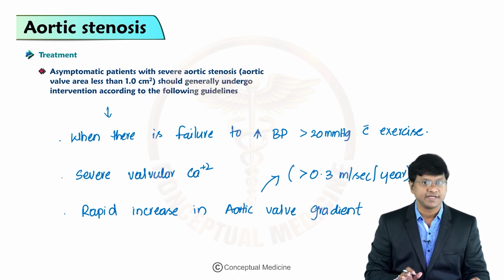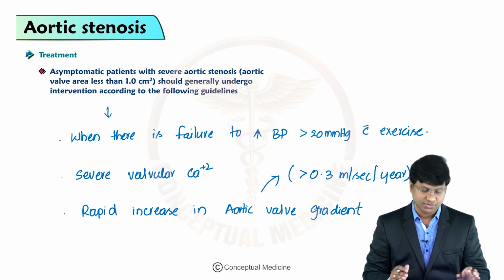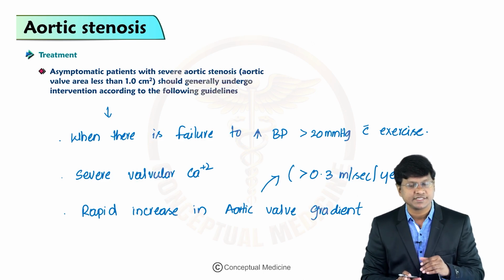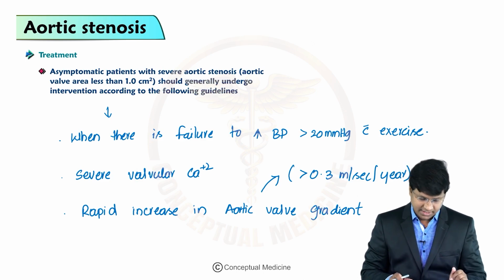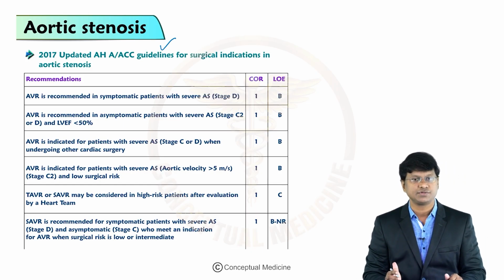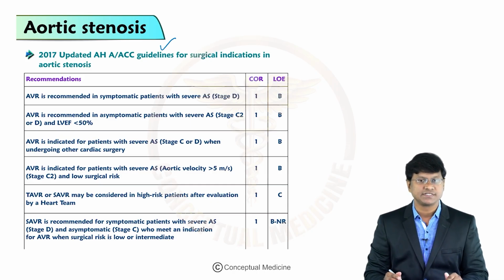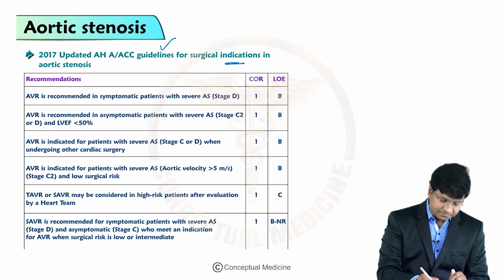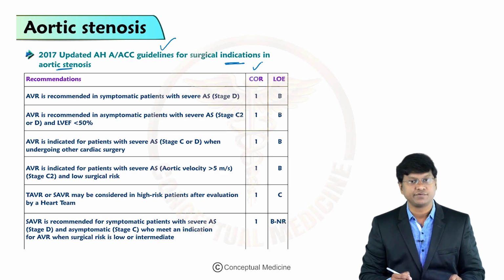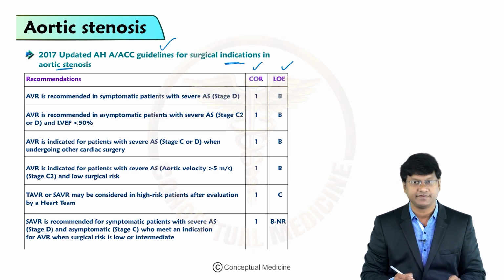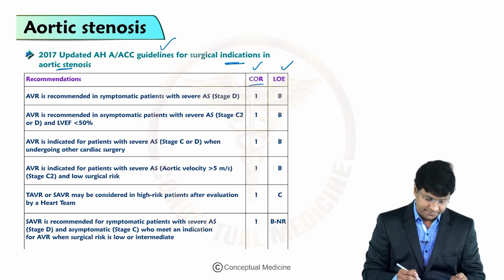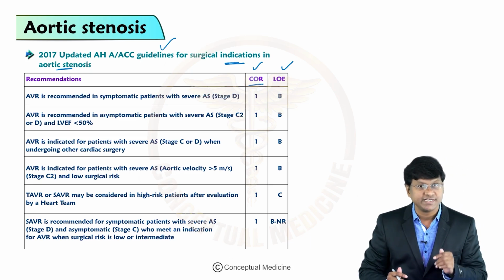Now, let me just summarize, according to the recently updated guidelines, what are the indications for intervention. Whatever indications I have discussed are in asymptomatic severe aortic stenosis. Now we have the 2017 updated American Heart Association and American College of Cardiology guidelines for surgical indication in aortic stenosis. First and foremost, COR stands for class of recommendation, and LOE stands for level of evidence. Okay, so you take the class of recommendation. Class 1, whatever I am showing you is class 1 recommendations.